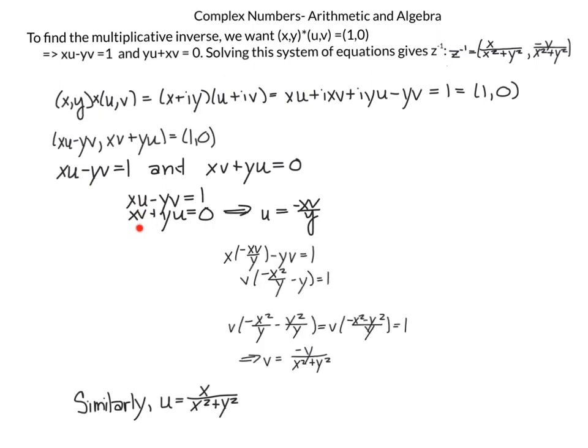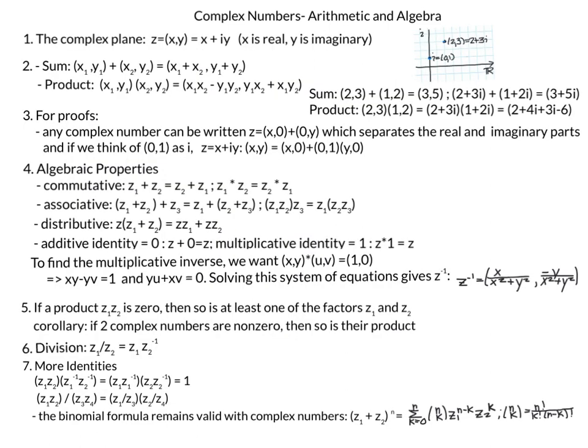I have my two equations, so I take this bottom equation and I solve for u in terms of v and x and y, which are given. We know what those are. And then I plug my u into this equation here, so I have x times u minus y times v is equal to 1. I solve, and I get v is equal to minus y over x squared plus y squared. Similarly, we can do a calculation to show that u is equal to x over x squared plus y squared, and hence we have found what the inverse of z is equal to: x over x squared plus y squared, minus y over x squared plus y squared. We have finished looking at the algebraic properties and finding the multiplicative inverse.